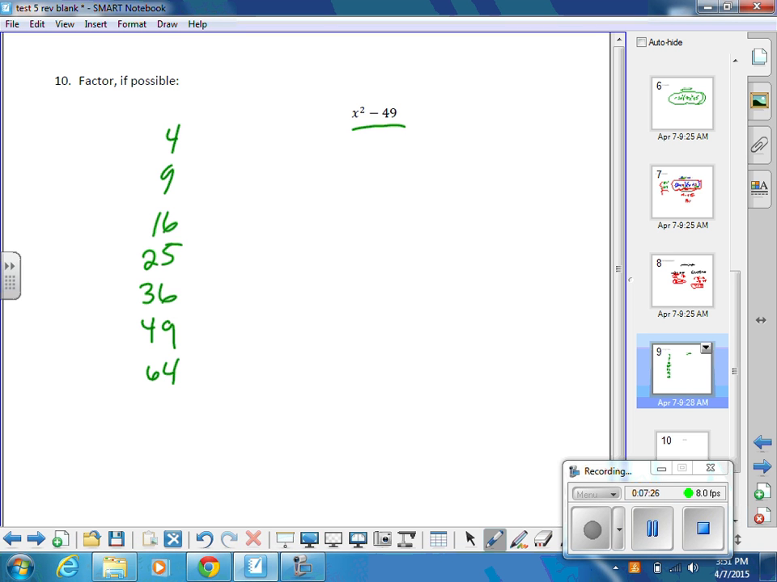So, if I go to factor this, how do I get x squared? X and x. How do I get 49? 7 and 7. How do I get the minus? We talked about that. What happens here is your middle term cancels out. How do I get a minus? A plus and a minus. Now, you might not believe me.